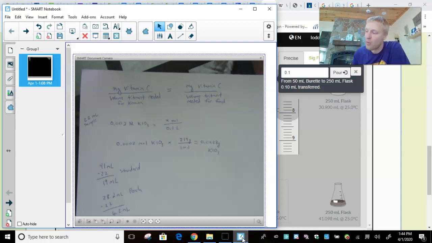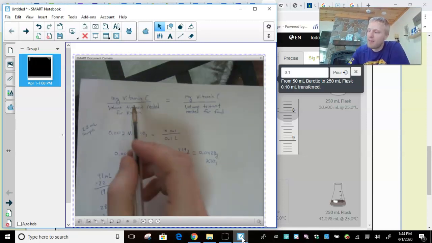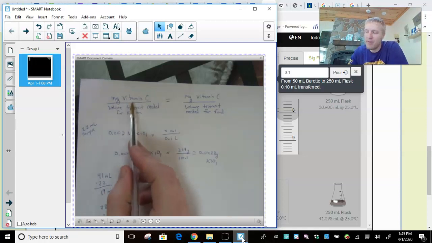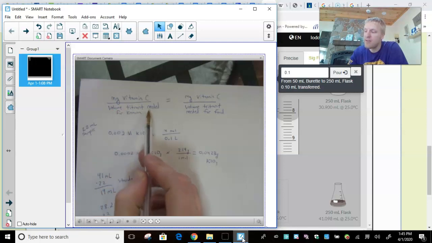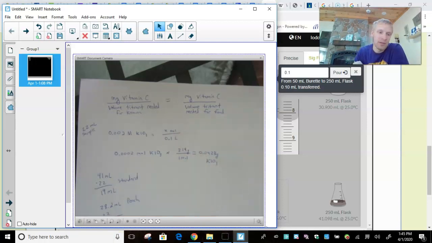So right now we can do the math to solve for the answer to the question, which is how many milligrams of vitamin C, ascorbic acid, is found in a standard size peach. All right, so that's what I have this little equation up here for. My milligrams of vitamin C divided by my volume of titrant needed for my known. This is my standard solution side. I have to figure out my milligrams of vitamin C for my standard solution.